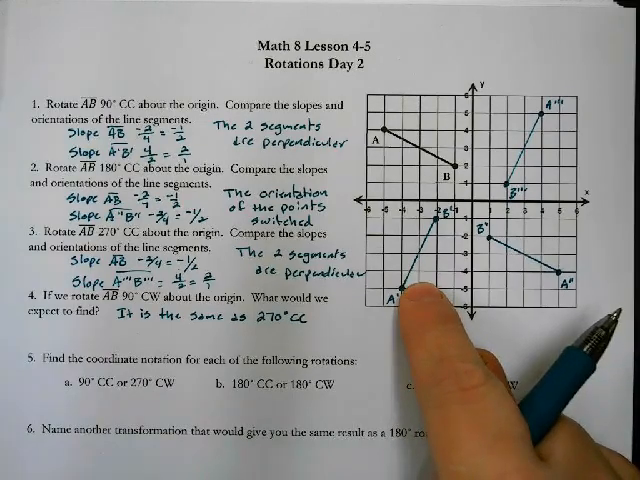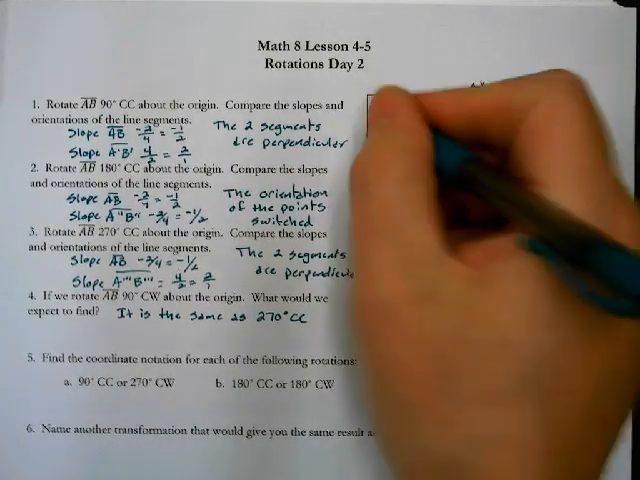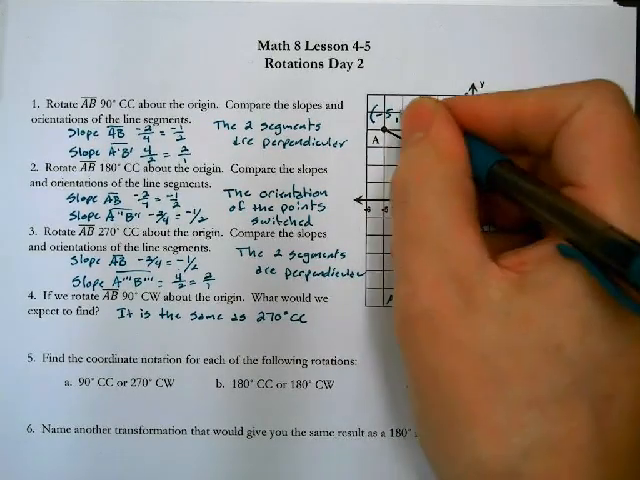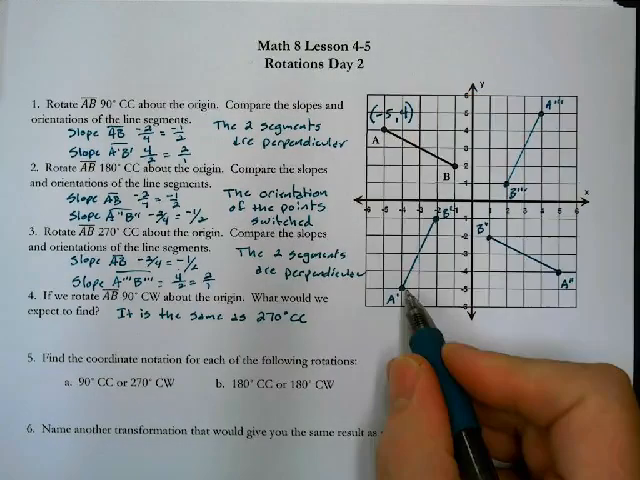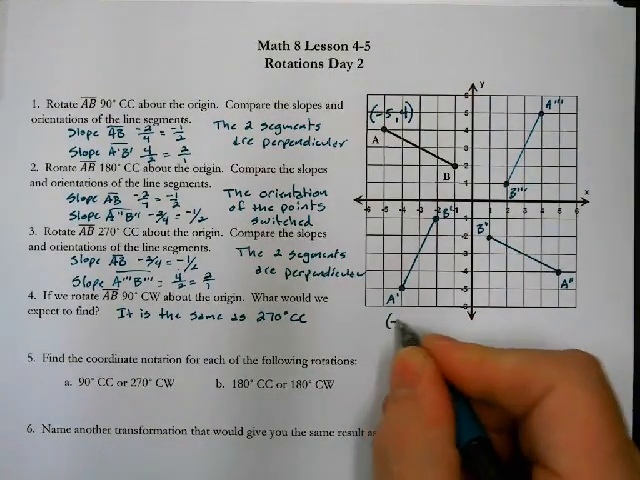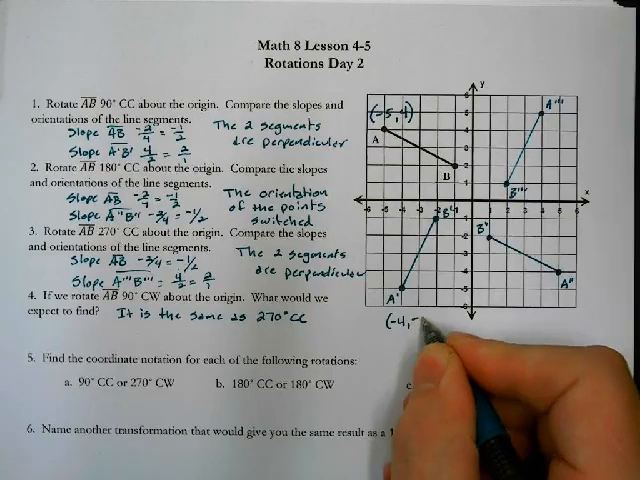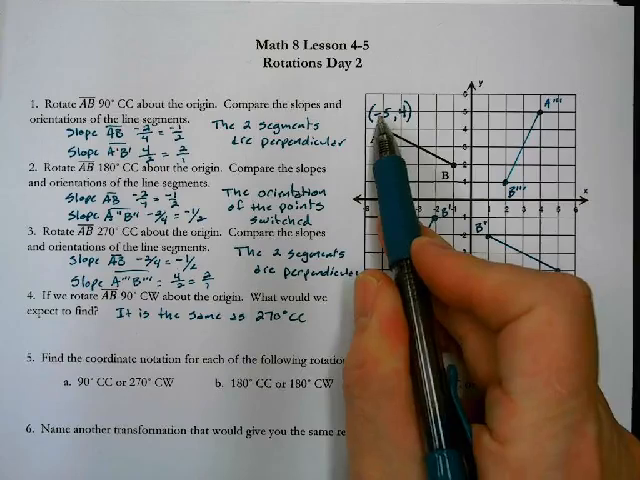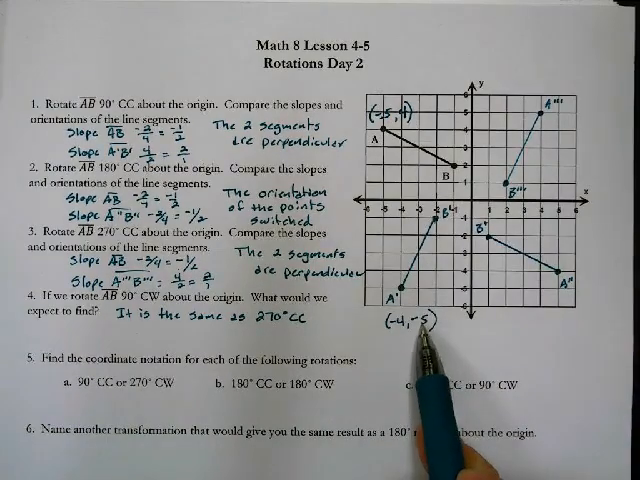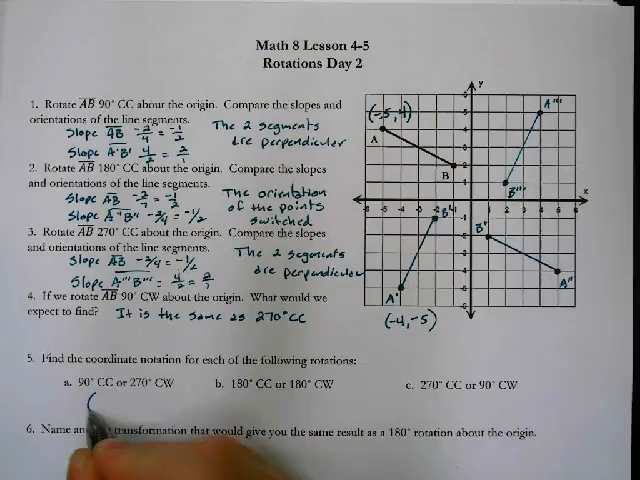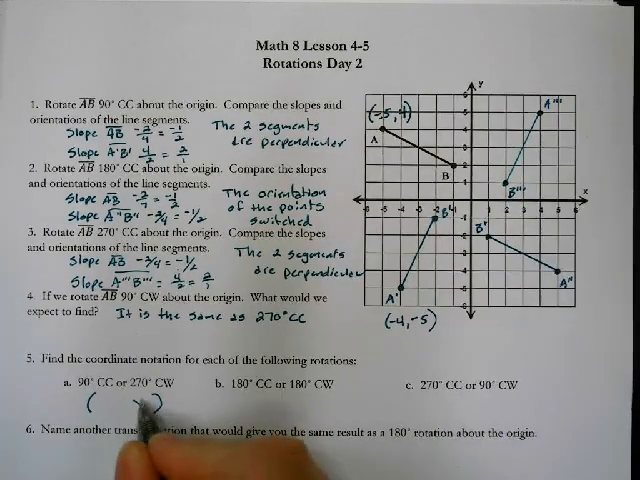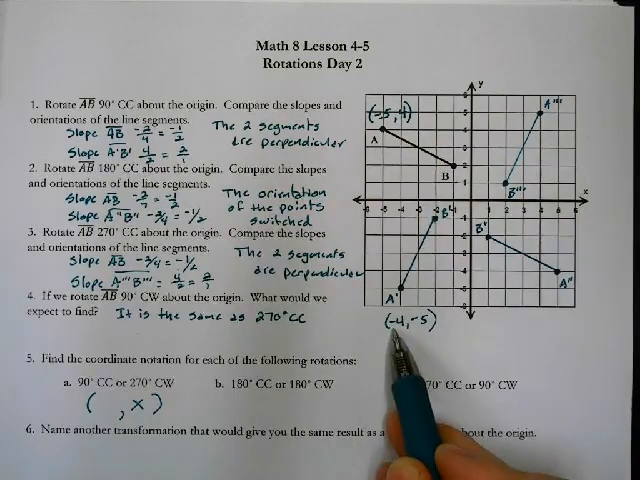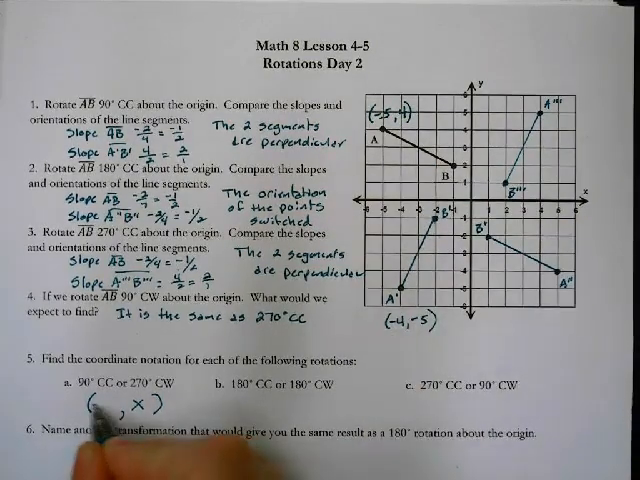Okay, so A was at negative 5, comma, positive 4. Let's look at A prime. That's at negative 4, comma, negative 5. So it looks like the X moved to the Y position, and the Y moved to the X position, but changed its sign. So that would be negative Y, comma, X.